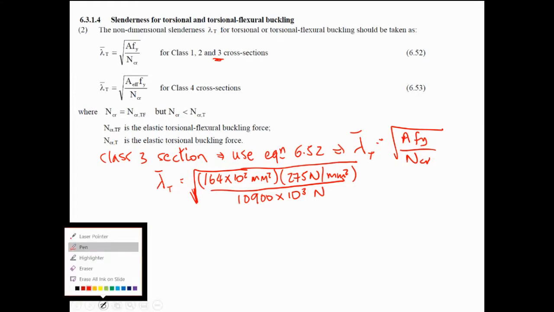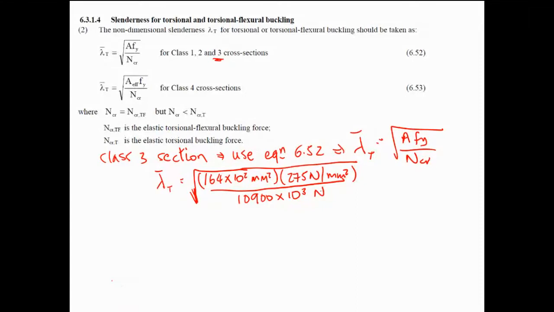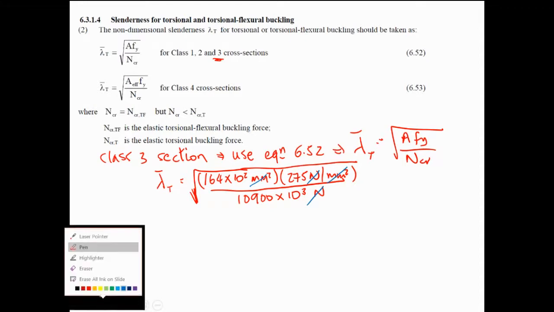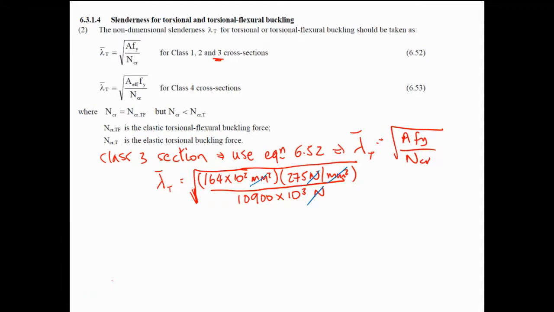Okay, so we look at the dimensions there to see how we're getting out. We have newtons below the line, newtons above the line. We have millimeter squared here, we have per millimeter squared. So that's unitless. So we know we're right because it has to be unitless. It's a normalized slenderness value, so it's unitless. So that will work out as 0.643. Okay, so that's the normalized slenderness value for the elastic torsional buckling force.